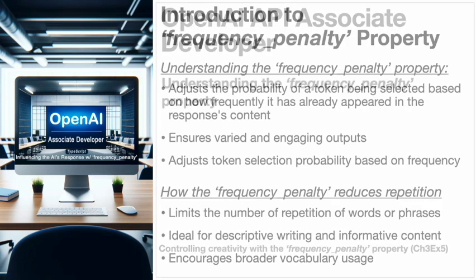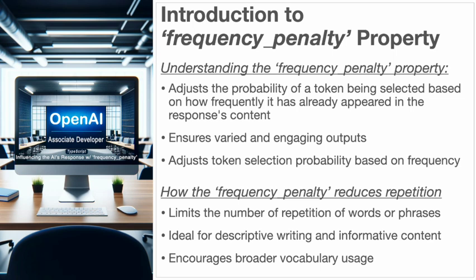This parameter helps control how often the AI repeats tokens within a single response, helping to ensure more varied and interesting outputs. The frequency penalty property adjusts the probability of a token being selected based on how frequently it has already appeared in the response's content. By setting a positive value for this parameter, you can penalize the AI for using tokens that have already been used and encourage the model to use a broader range of vocabulary and avoid redundancy.